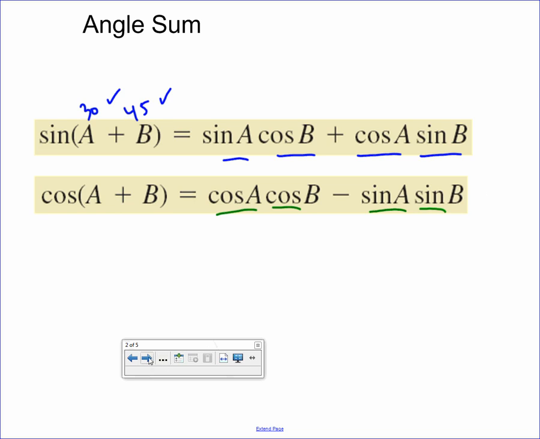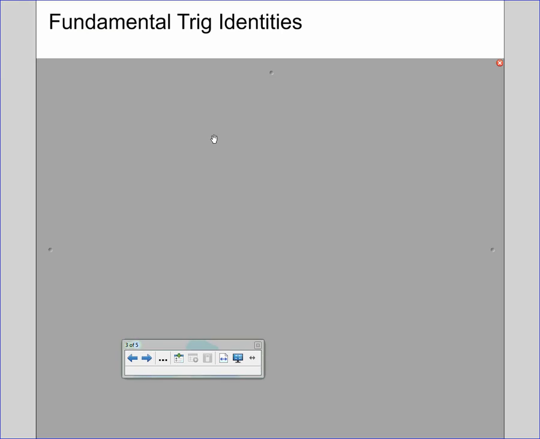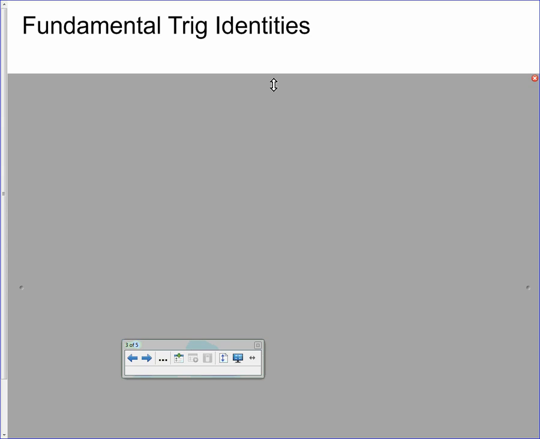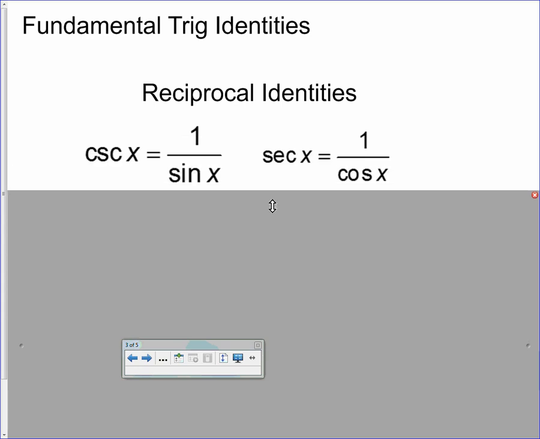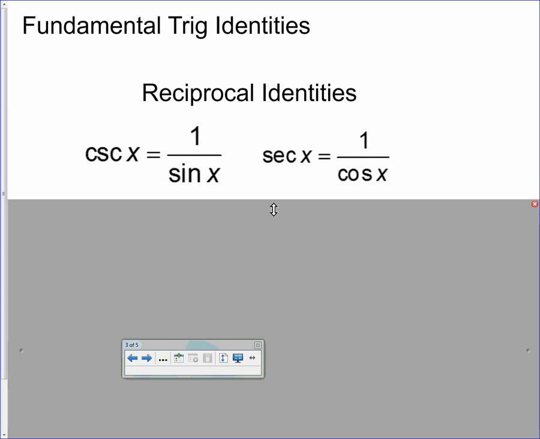The next set of identities that we have to have memorized are what are called the fundamental trig identities. These are grouped into different categories. The first category are the reciprocal identities. The most important reciprocal identities are cosecant and secant, and this actually already came up when we were graphing. Cosecant is equivalent to 1 over sine. Notice that sine is the guide function for cosecant. That's the reason it was the guide function. Secant is equivalent to 1 over cosine, again, because cosine is the guide for secant.